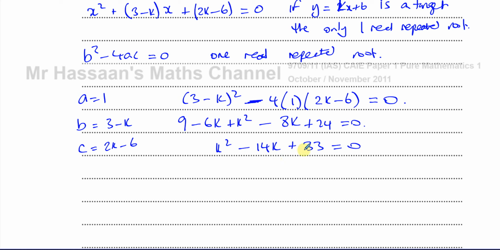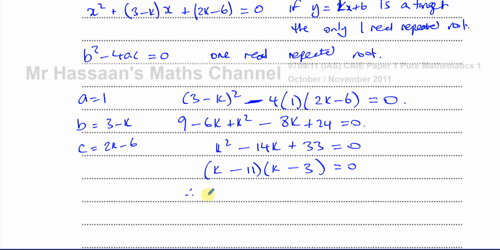Well, this, I think, can be factorized. 33 is 3 times 11, and they both have to be the same sign. They both have to be negative, because negative times negative is positive, and negative plus negative is negative. And the two numbers must be 11 and 3, and that works out. That's positive 33 when you multiply them, and negative 14 when you add them. So those are the factors.